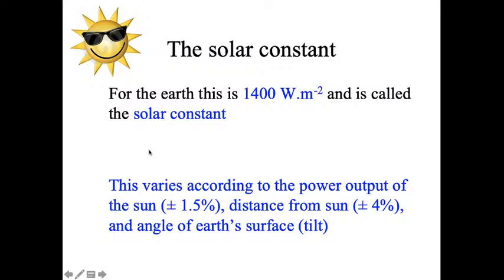You also have to understand that that solar constant, right, power per meter squared of the Earth's surface, varies according to the power output of the sun. That's not a very big difference, 1.5%. So I don't know if that's more or less talking about solar flares or the activity of the sun at that given moment. And the distance from the sun. So the Earth has an elliptical orbit around the sun, so different times of the year we're further or closer to the sun. And a final effect on the solar constant is the angle of the Earth's surface, or the tilt.